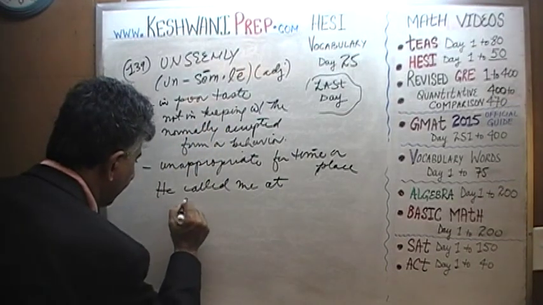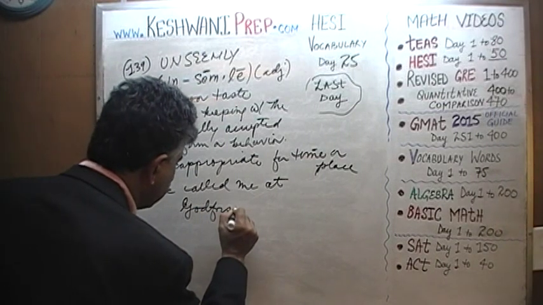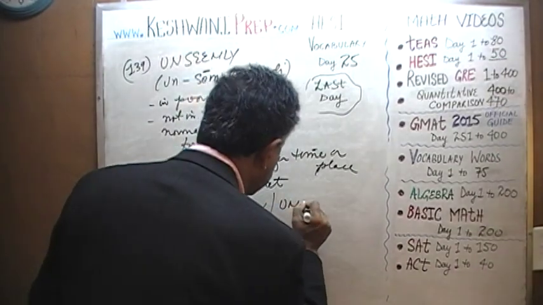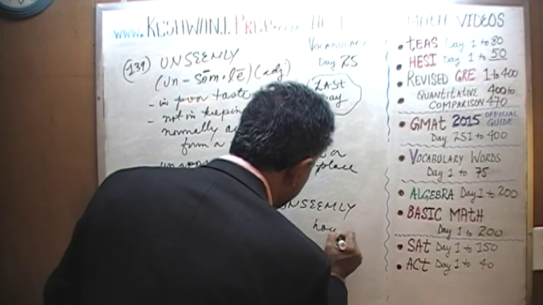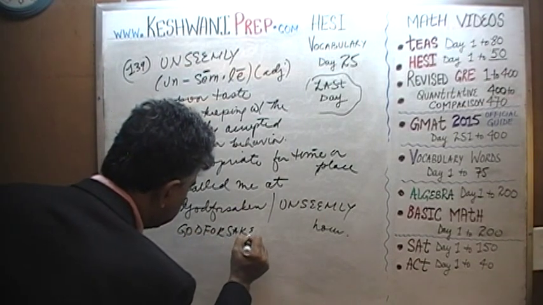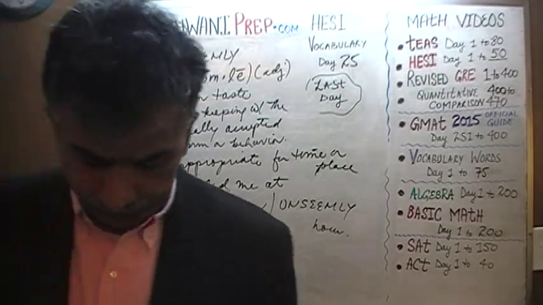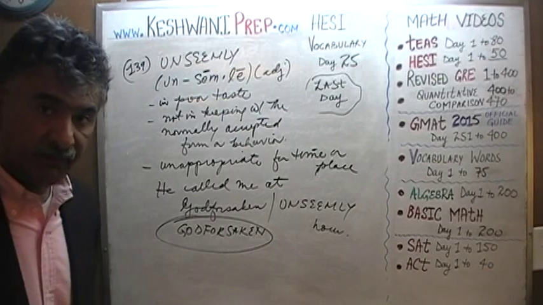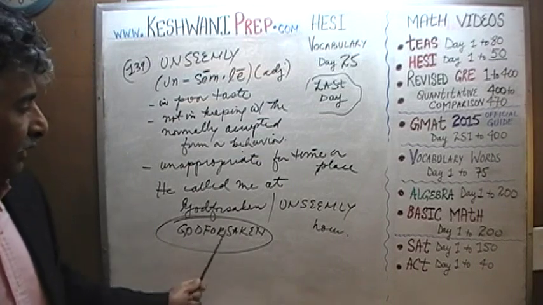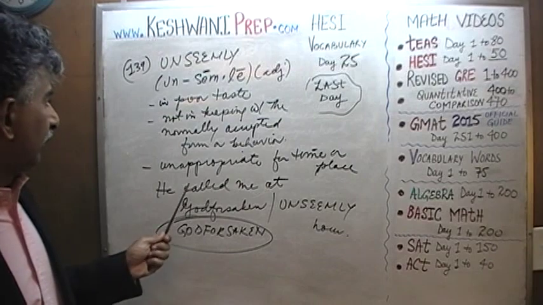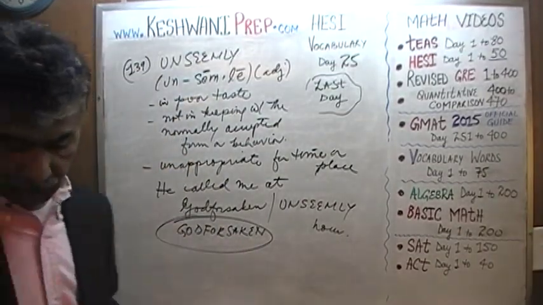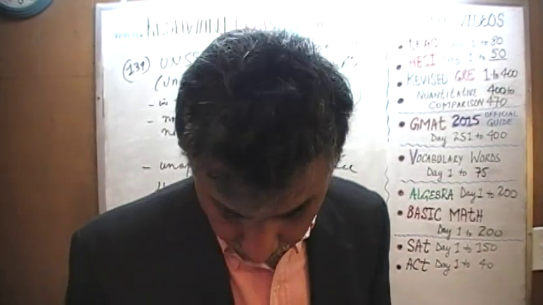He called me at, some people say, godforsaken or unseemly hours. Godforsaken is one word. It's not to be hyphenated. He called me at a godforsaken hour. He called me at an unseemly hour. He called me at an inappropriate hour. He called me at an hour that was in poor taste. Nobody should call somebody up at 2 in the morning, unless of course it's a matter of life and death.